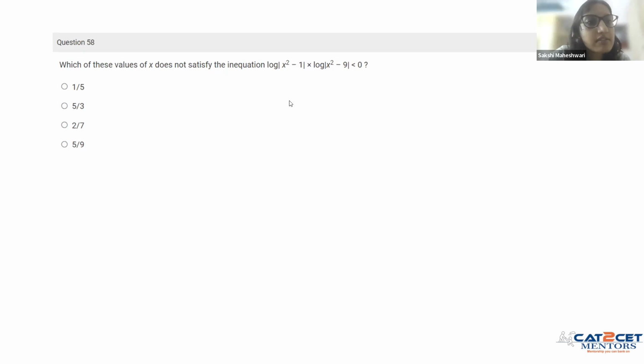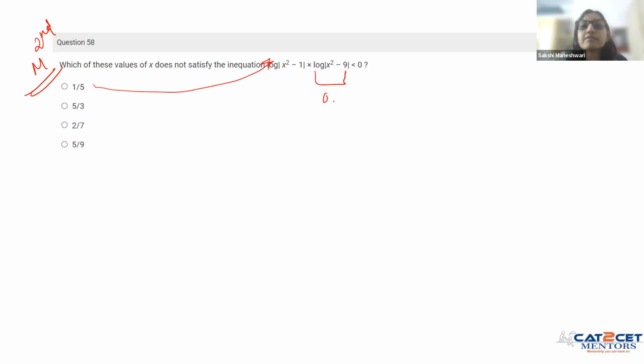Okay. Which of these values of X does not satisfy? This is a typical question, go for it in round 2. But see, what you can do is don't solve this, let's just substitute. Log becomes negative when it is between 0 and 1. So in order to satisfy this, only one of them should be between 0 and 1 and the other one should be greater than 1, right? So let's see what happens.